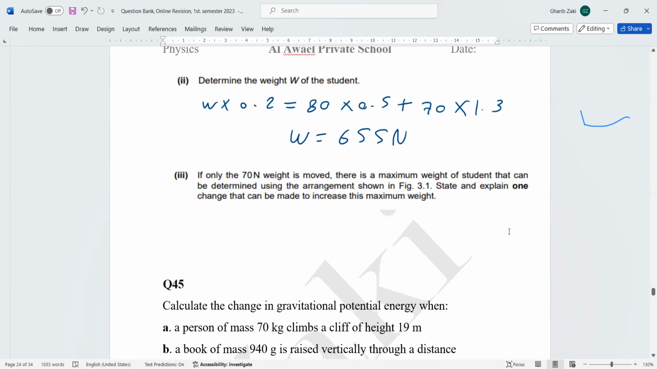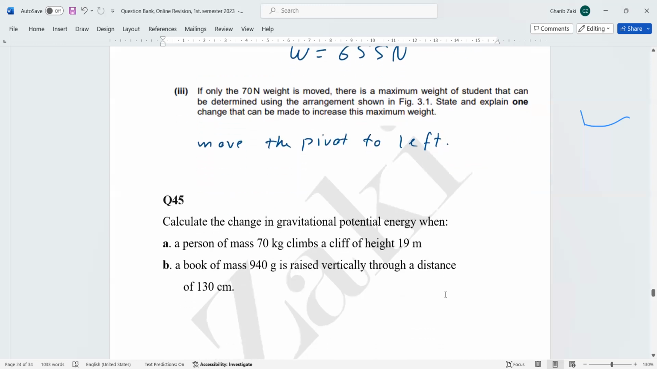Now what we do, no change, we just move the pivot to the left. Move the pivot to the left, and this gives greater clockwise moment.